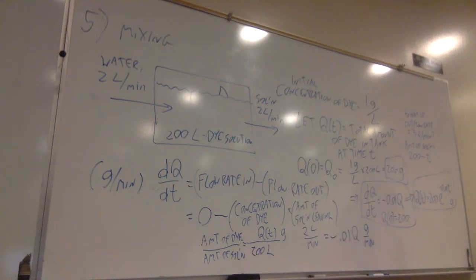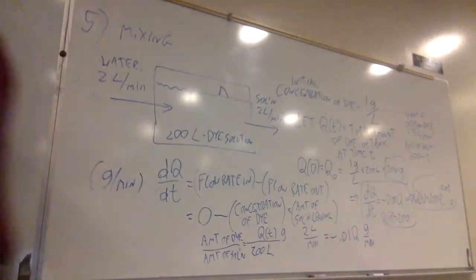Yes? So you said what if the outflow rate was 3 liters per minute, amount of solution is 200 minus t? Would you just plug that in exactly to the equation and solve it in that order? Yeah, so, okay, I'll write it over here.